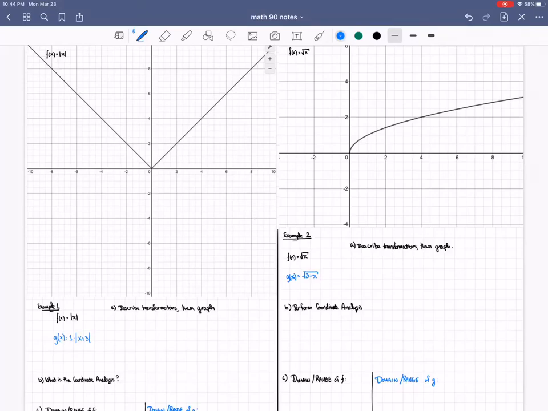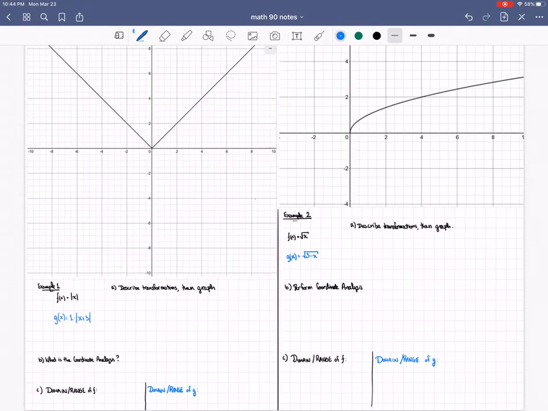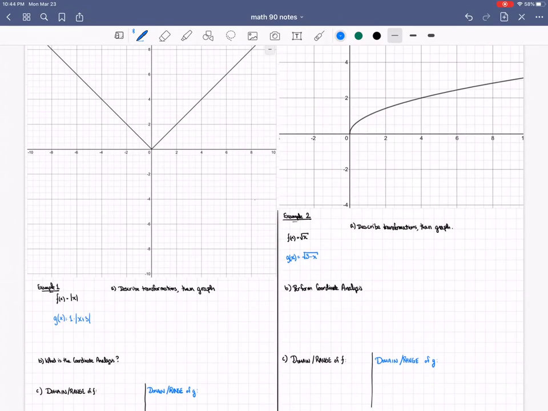Welcome back, everybody. So for this piece of our video lessons, we are going to look at a few examples. So you'll notice that I've got everything kind of mapped out here. We have two examples prepared. Example 1, we're going to start with the absolute value function.